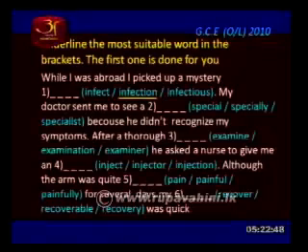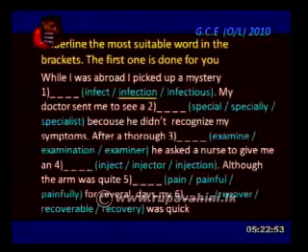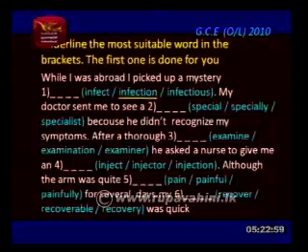because some words are familiar, you know that it should come with this. Now for example, we will look at the first one. While I was abroad, I picked up a mystery. Now mystery is an adjective. Then you know that you have to have a noun after that. So out of the 3 words, what is the noun there? Infect, infection, infectious. Infection.